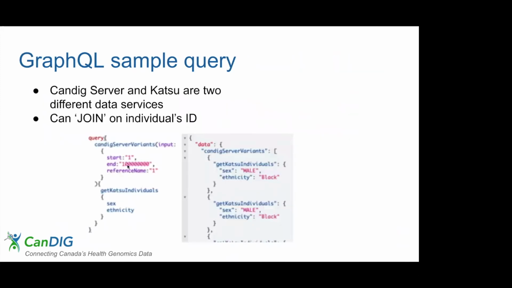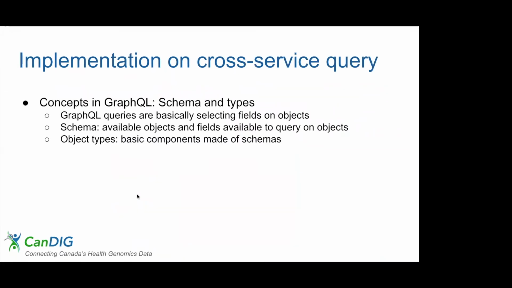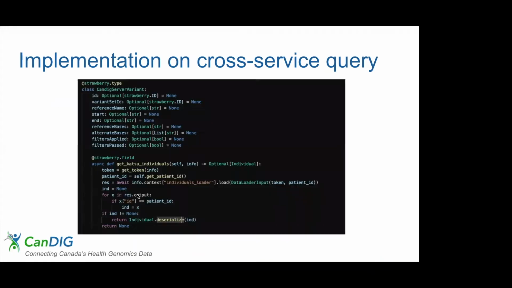So in this example, the CanDIG server variant is an object type, and Katsu individual is also an object type. This is more lower level code. We can see that this is defined as an object type, the CanDIG server variant. It has multiple fields that you can query and select in the query. To enable the cross service, we have to use a function to get the Katsu individuals.